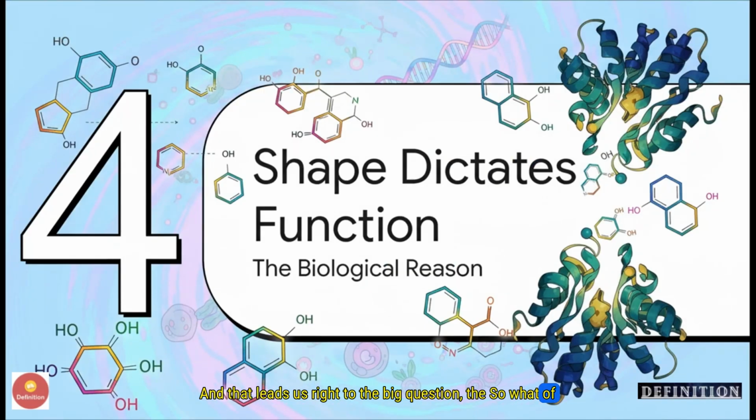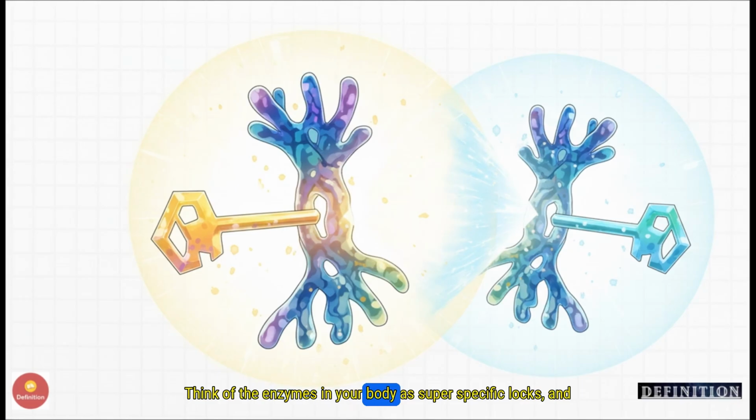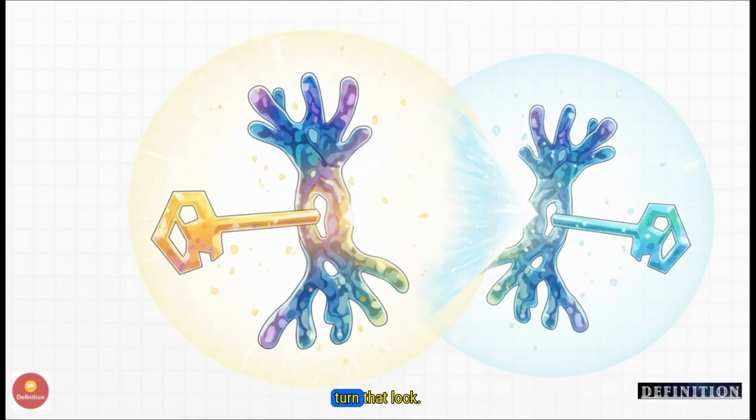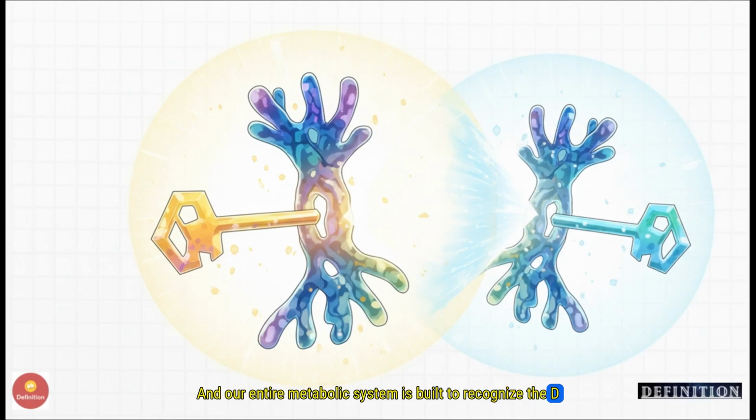The so what of all this? Why do we care? Why does any of this matter? Left, right, a single flip of a group? Well, it's because in the world of biology, shape is everything. Think of the enzymes in your body as super-specific locks, and a sugar is the key. Only a key with the perfect 3D shape is going to fit and turn that lock. And our entire metabolic system is built to recognize the D sugars. They're the right keys. The L sugars, they're mirror images, they're the wrong key.